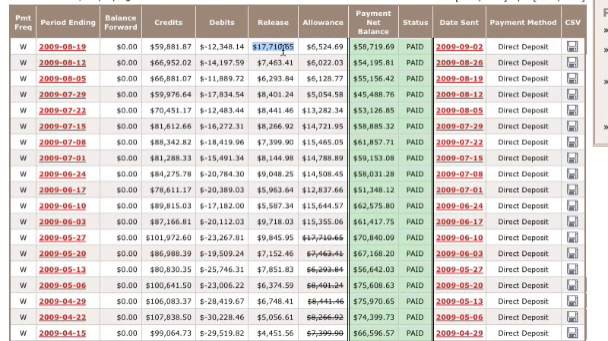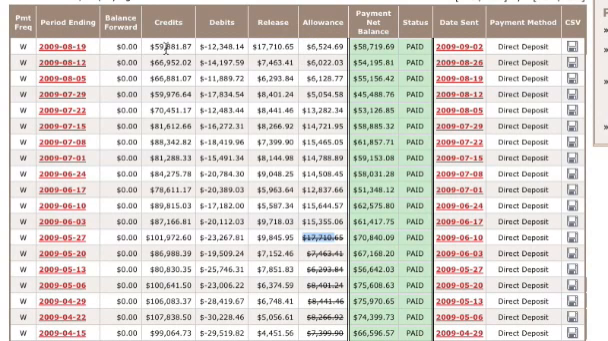So I've been working with ClickBank for over 7 years. I've never had a time where they have taken money out for an allowance and have not paid me back. They always pay me back, and it's like clockwork. They know what they're doing. So that's what the allowance and release is.